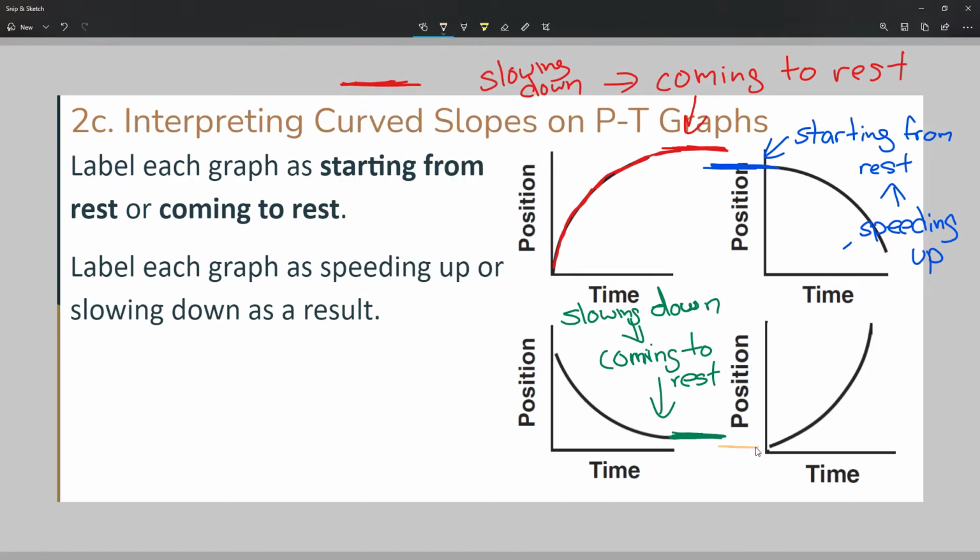Let's do the final one. It looks here that you're starting from rest, right? You see this horizontal line here. So you're starting from rest, and that means you are speeding up.